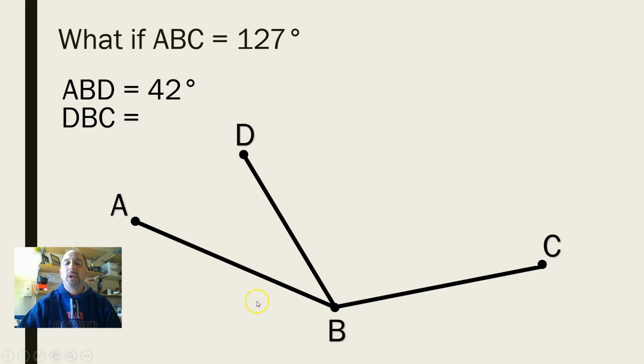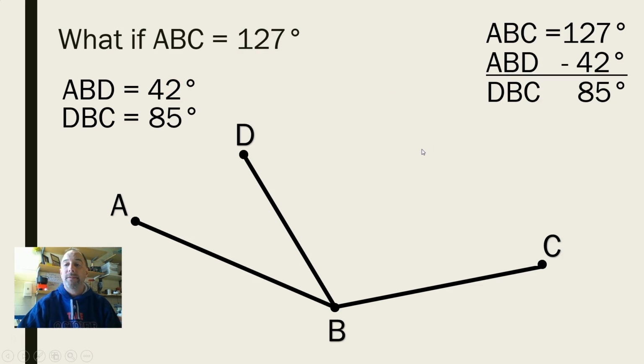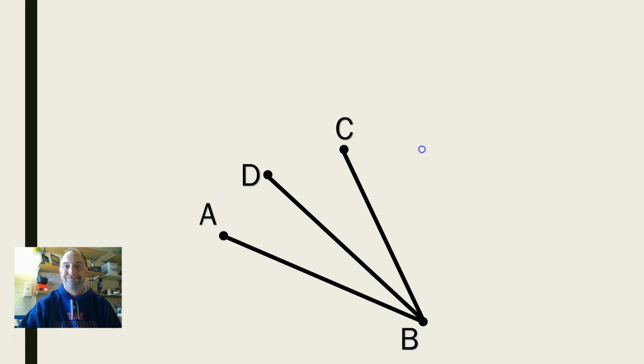What if I don't know what it is? Well, if this is a shape that is non-uniform, then I need to look somewhere in the equation to tell me what that measures, the base. And this angle measures a total of 127 degrees. And ABD, in this case, measures 42 degrees. So DBC, how do I figure that out? Simple. We subtract 127 and 42, and we get 85, because math.